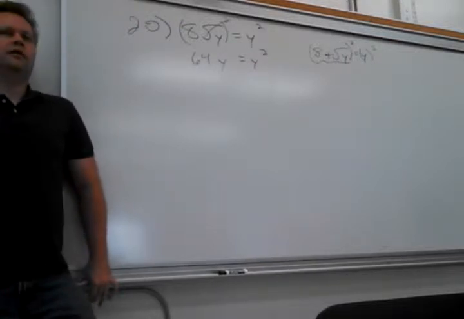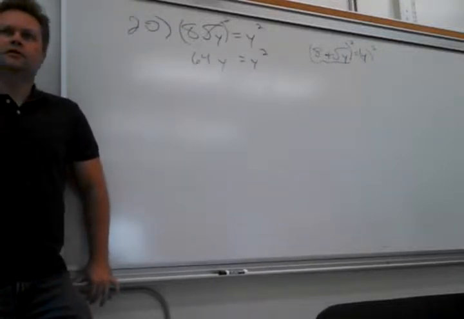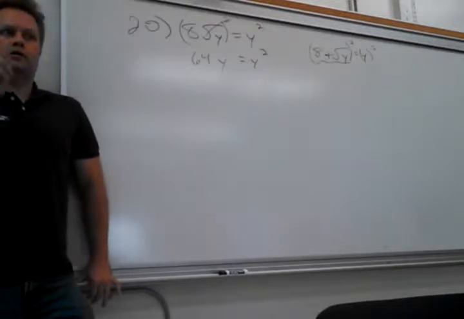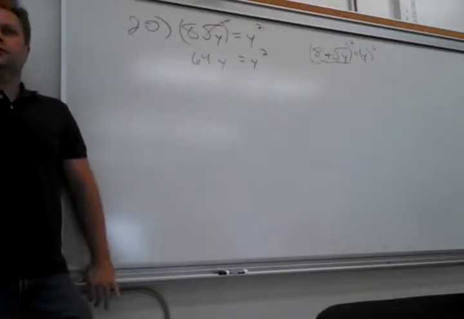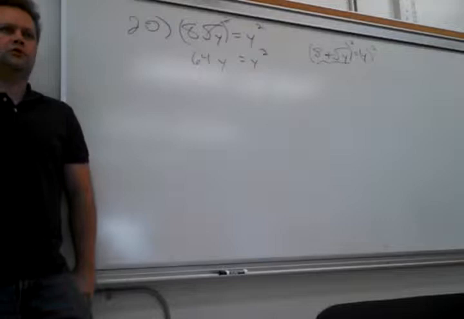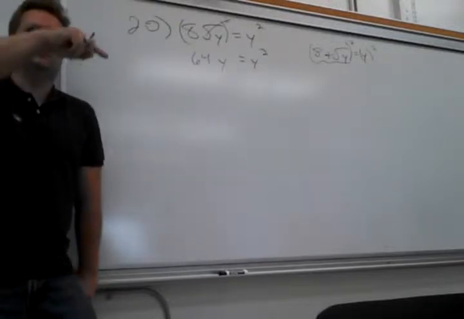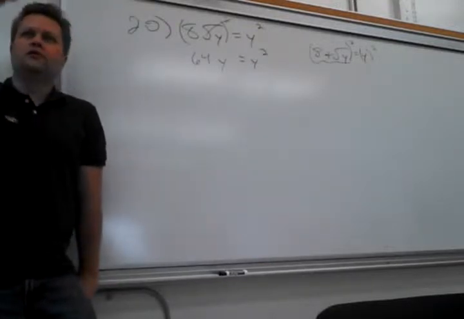Then I get right back to where I was. You see that? So now I've got y squared and I've got y, so I'm going to subtract 64y. I'm going to try to get it equal to 0, so then I'm able to factor it.